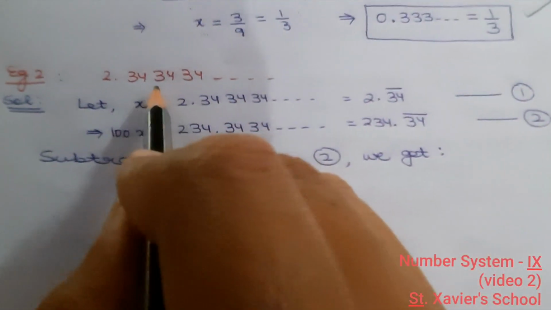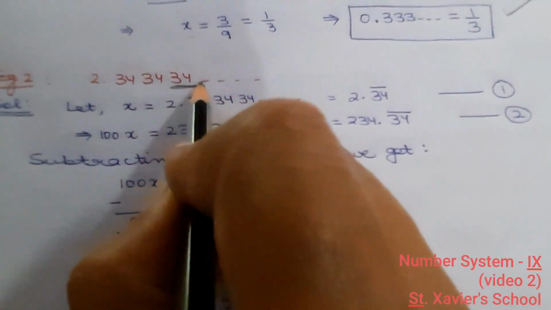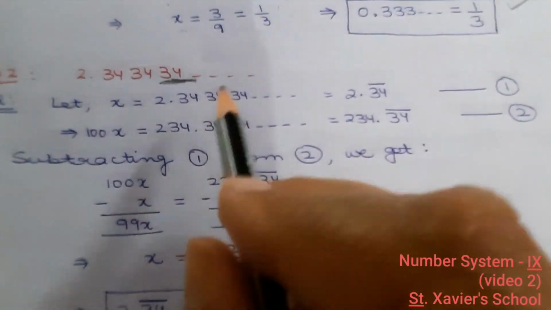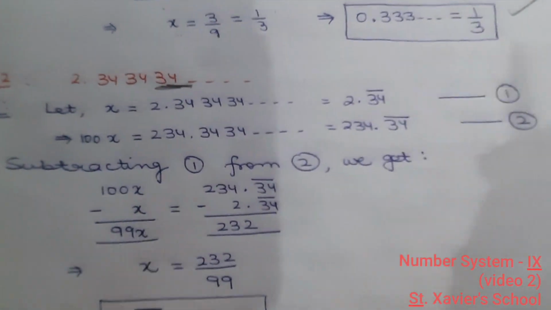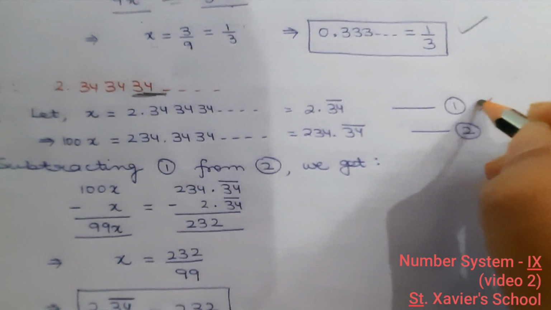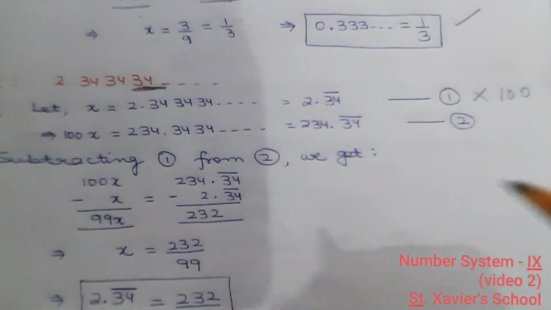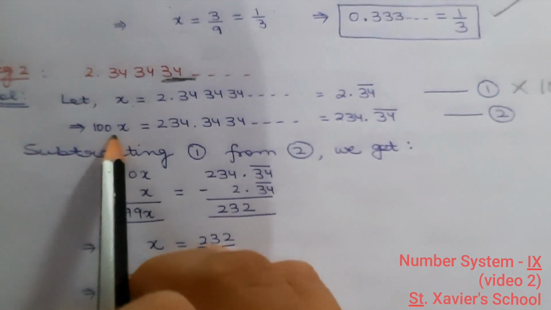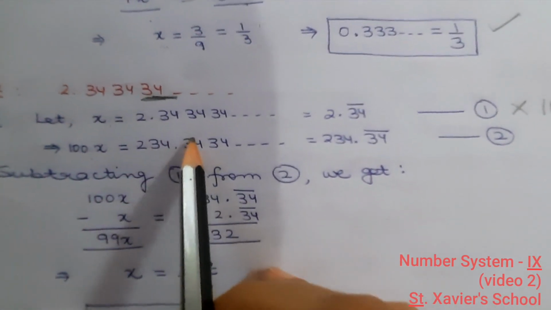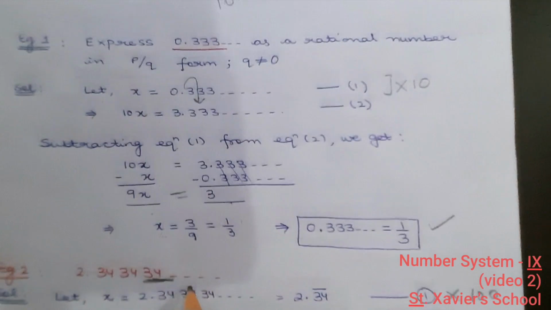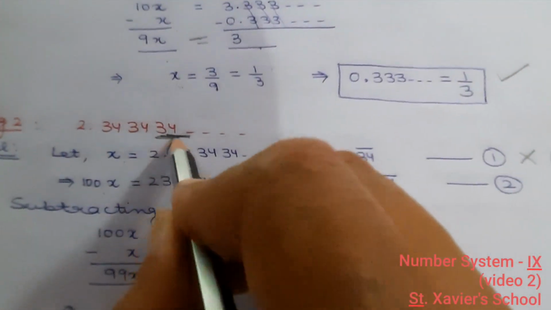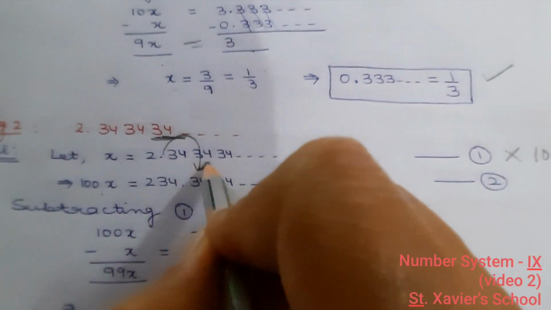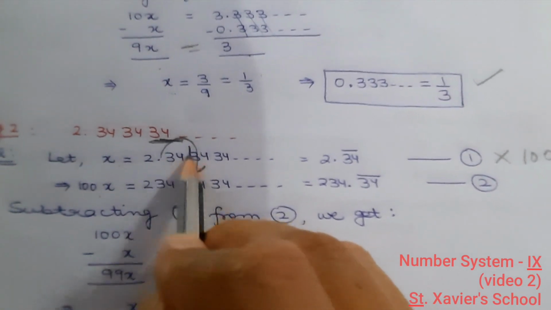You can see here two digits are repeating. 34. 34 is repeating again and again. Since two digits are repeating, we are going to multiply the equation by 100. So let x equal to this. Multiplying by 100, x will become 100x. And since we are multiplying by 100, the decimal will shift two places. Right? So after 4, this decimal will come.